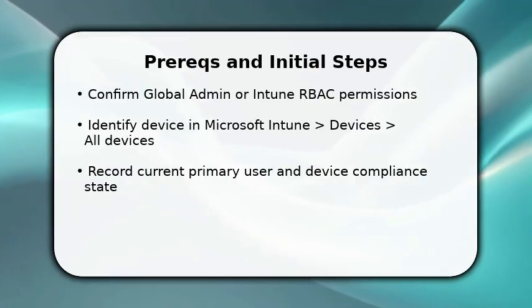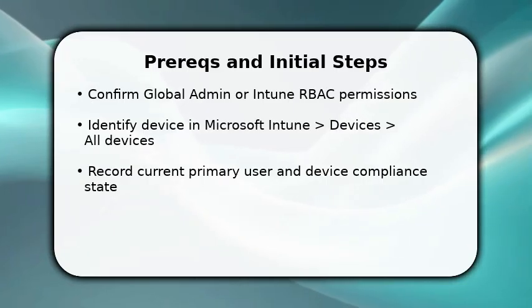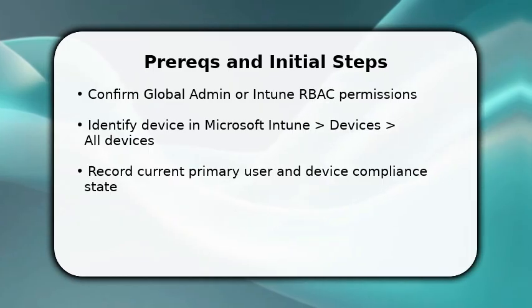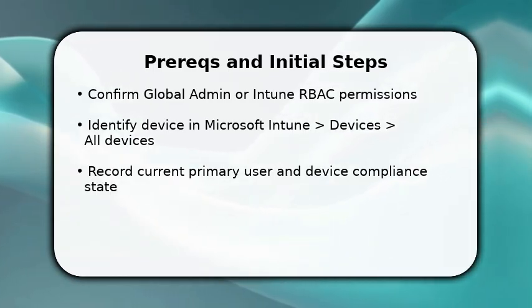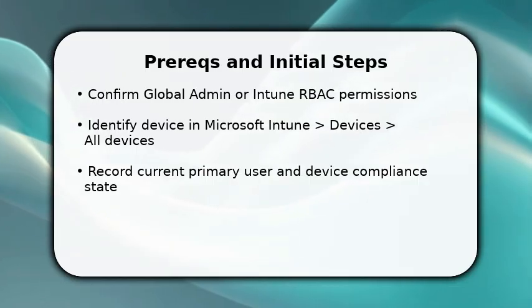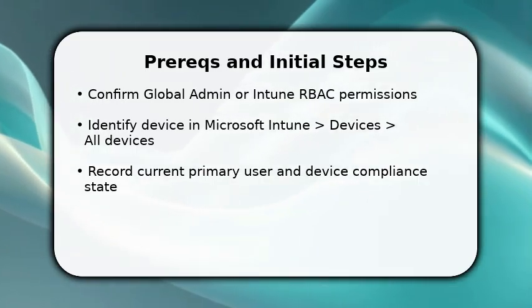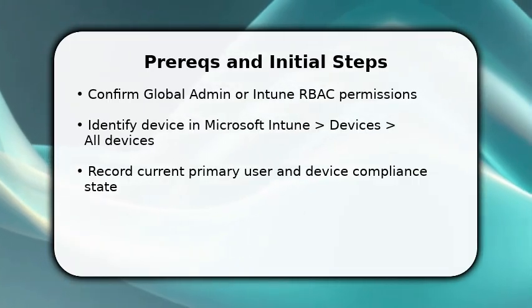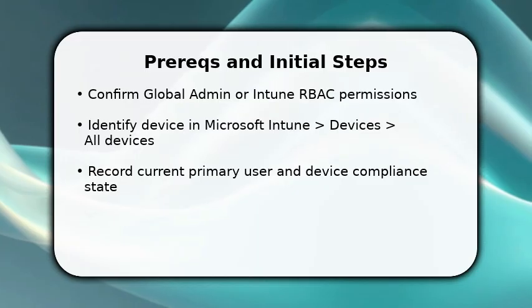You must be a global admin or have Intune RBAC rights to change a device's primary user. First, open the Microsoft Endpoint Manager Admin Center and go to Devices, All Devices. Locate the target device by name, serial, or IMEI, then click to open its properties. Once open, review the current primary user and check device compliance and enrollment type.